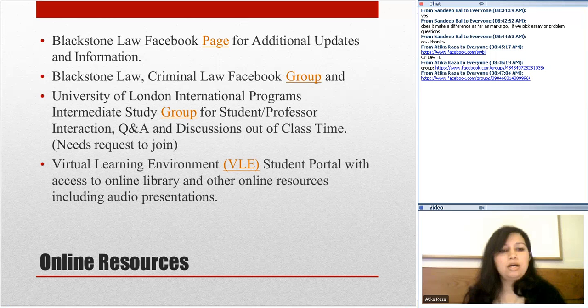Other than these, you have a VLE student portal through your law school. VLE is Virtual Learning Environment, from the University of London, and it gives you access to an online library and other online resources, including audio presentations. Guides are also available there online. There are a lot of good resources from your law school, so if you're enrolled in the program, you should have access to this portal.